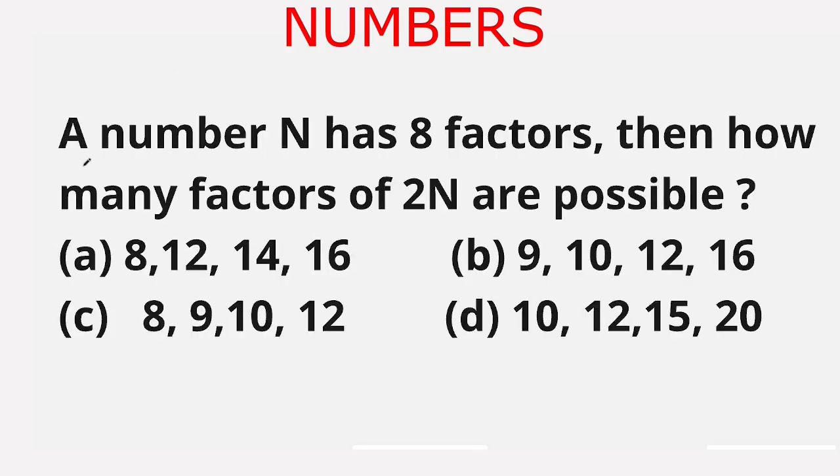Our question is, a number n has 8 factors. Then how many factors of 2n are possible? The given options are: option A, 8, 12, 14, 16. Option B, 9, 10, 12, 16. Option C, 8, 9, 10, 12. Option D, 10, 12, 15, 20.